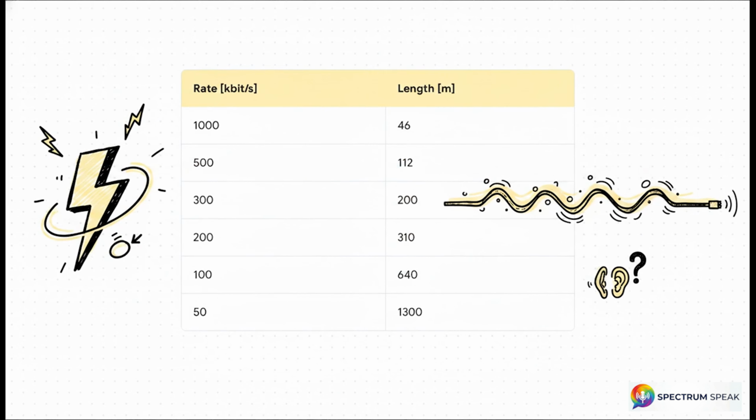And this brilliantly illustrates a really strict physical trade-off in network design. There's a rigid inverse relationship between your data rate and your maximum cable length. If you want to push data at a blistering 1,000 kilobits per second, your physical bus cannot exceed 46 meters, period. But if you need to span a massive 1,300-meter industrial facility, you're forced to drop your speed all the way down to 50 kilobits per second. You might be wondering why? Well, it's because of arbitration.